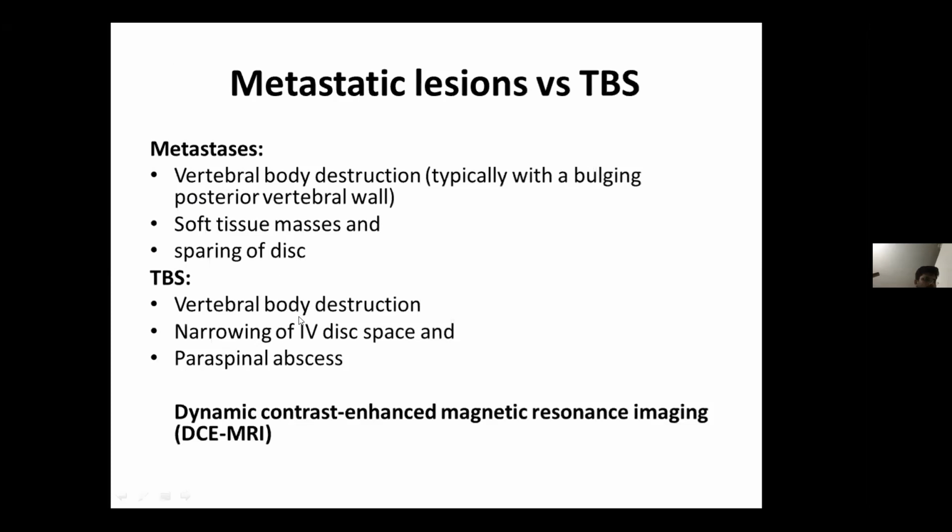Whereas in tuberculosis, there is vertebral body destruction, and the intervertebral space gradually tends to get involved as the disease progresses, and you have paraspinal abscesses, not mass lesions. Studies have shown that dynamic contrast enhanced MRI can show the vascularity of the lesions, and it has been shown to be of value in differentiating metastatic lesions from tuberculosis. We don't routinely get this investigation in our patients.